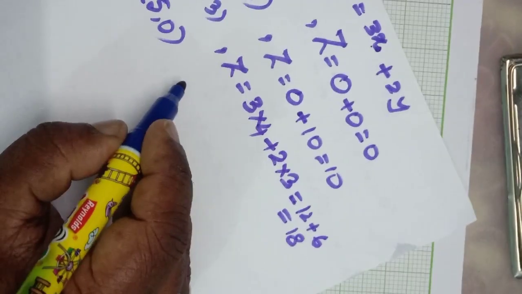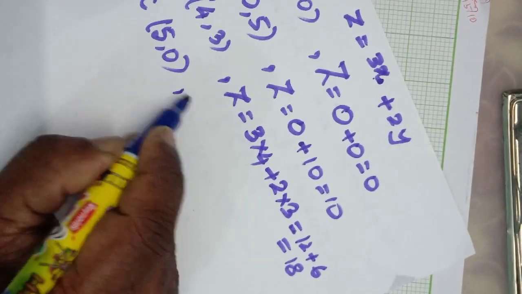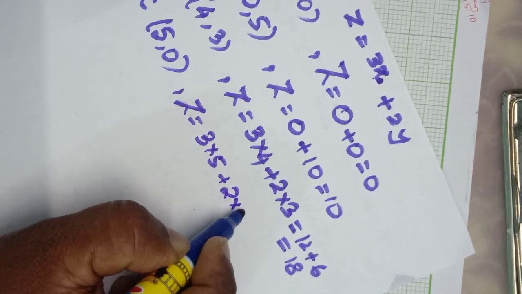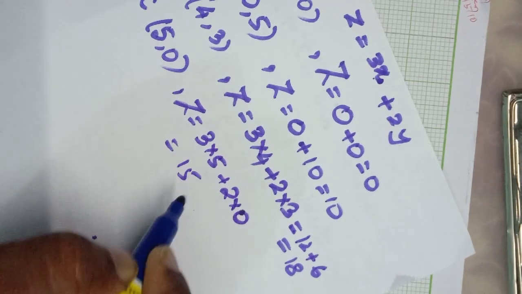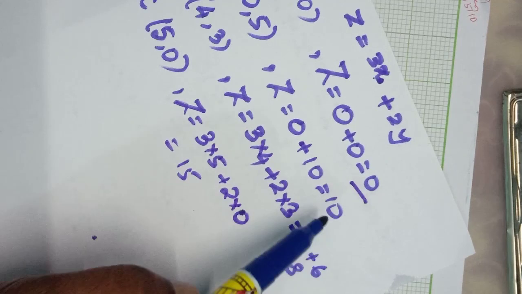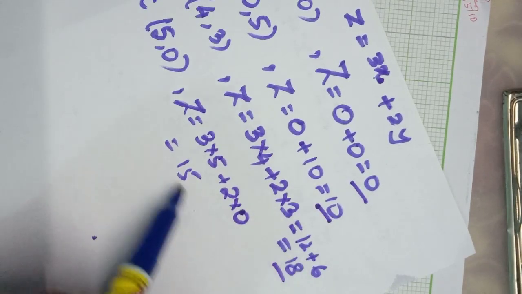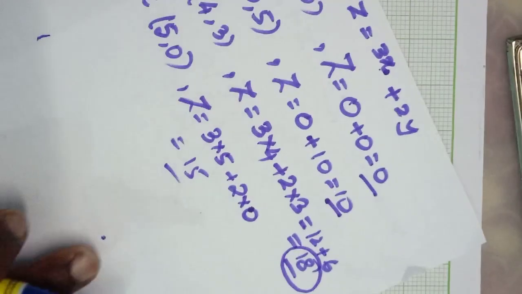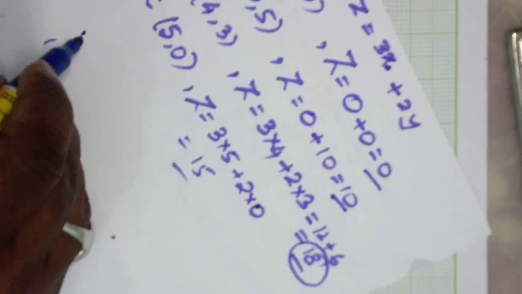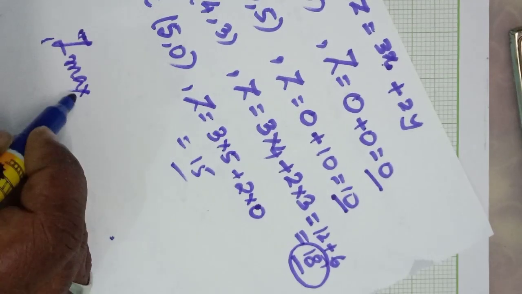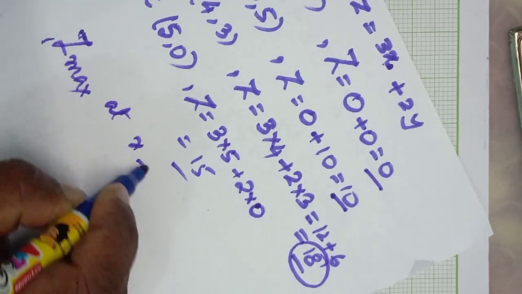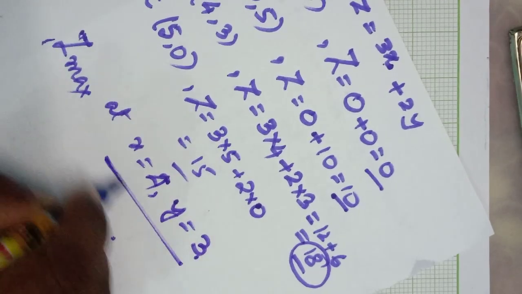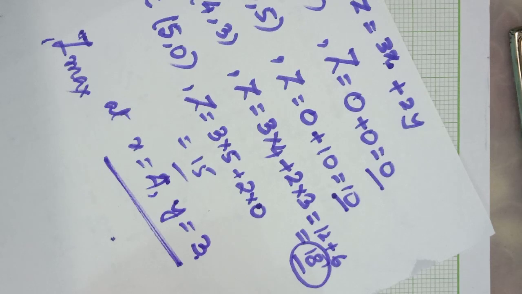And next finally we have C 5 0. Z is equal to 3 into 5 plus 2 into 0. So 15. So what we have noticed, we have got 4 values, 0, 10, 18 and 15. So among them 18 is the maximum value. So Z attains maximum at x is equal to 4 and y is equal to 3. So this is the solution of the given inequation. I suppose you have understood.